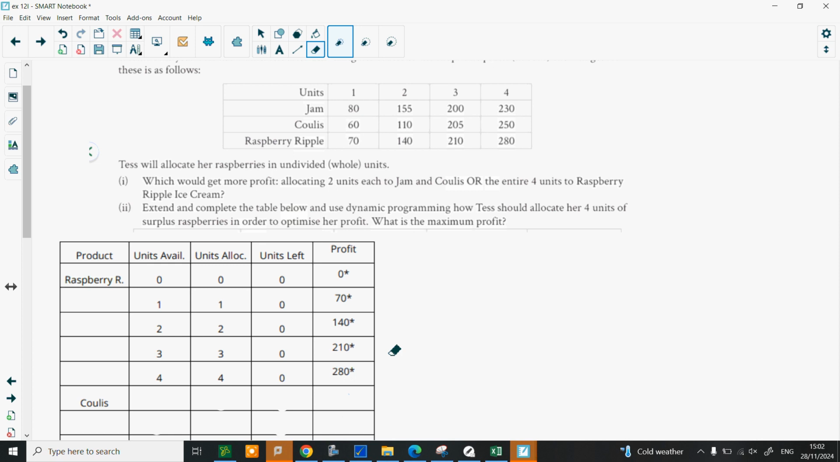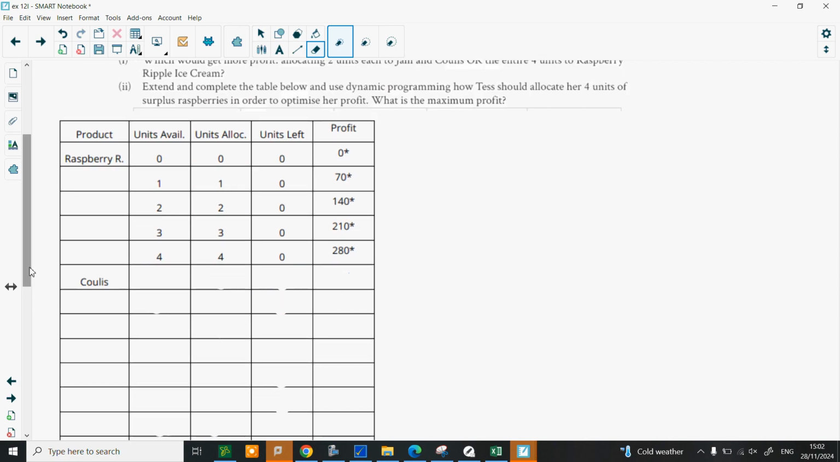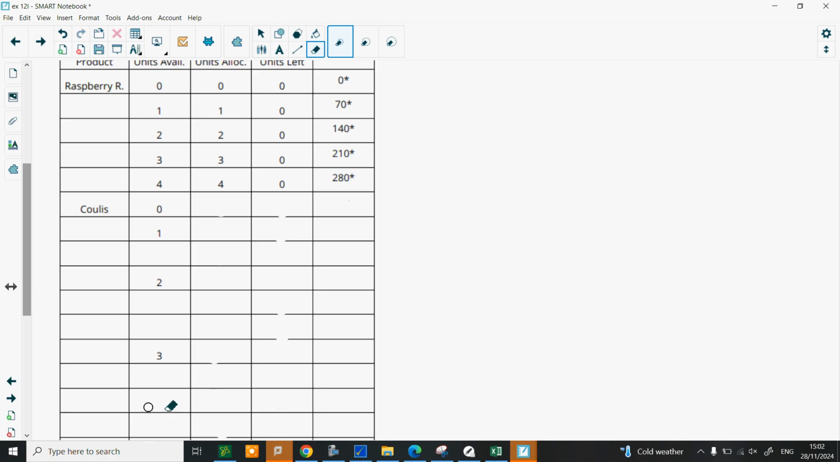I can sell 0 of them. I could sell 1, 2, 3, or 4 units, depending on what I want to do. We good so far? Now, this stuff here, Cullis, or however I pronounce it, I don't know how to pronounce it. 0. Okay. 1, 2, 3 is down here. And that's interesting. Right. Now let's think about this.